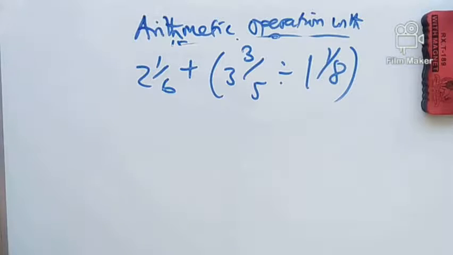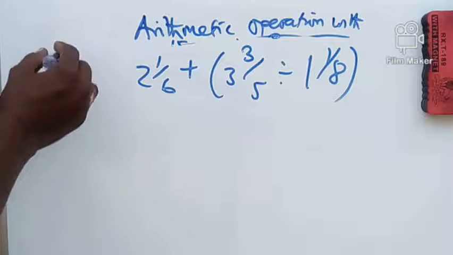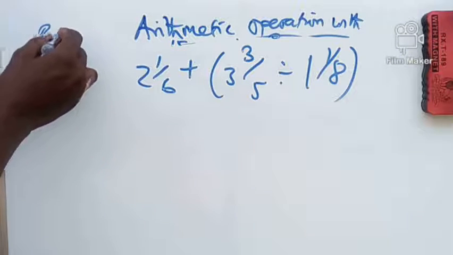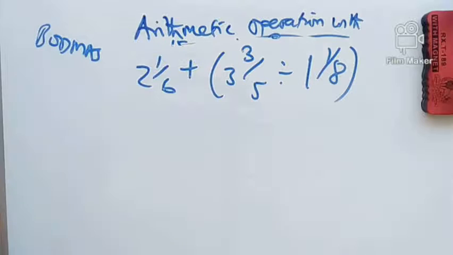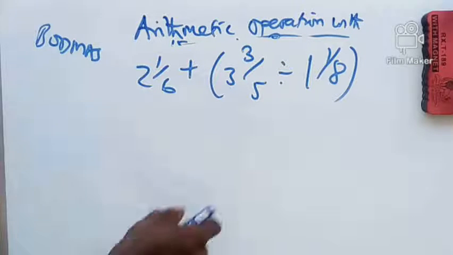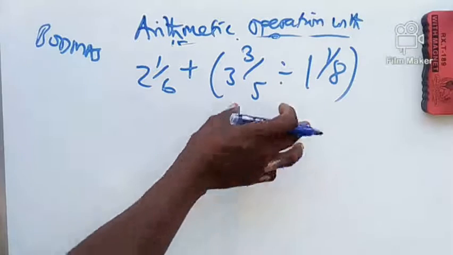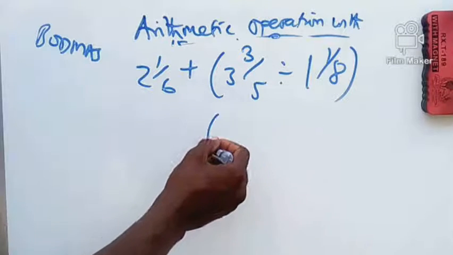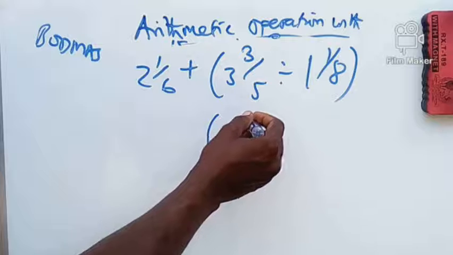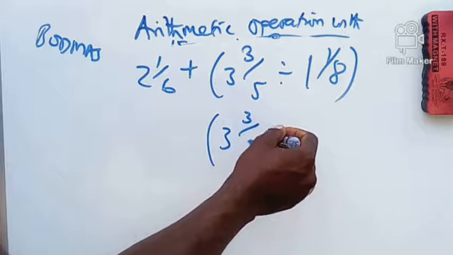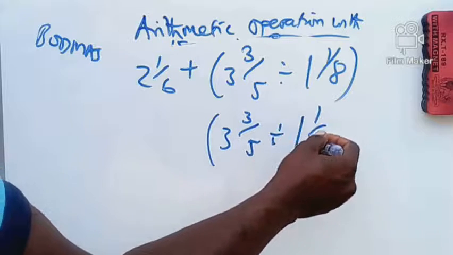Now, anytime you are faced with a problem like this, remember your BODMAS. So let's try out and see what we have here. Bracket, any bracket? Yes, there is a bracket. So let's deal with what is inside the bracket first. So to deal with what is inside the bracket, we have 3 whole number 3 over 5 divided by 1 whole number 1 over 8.